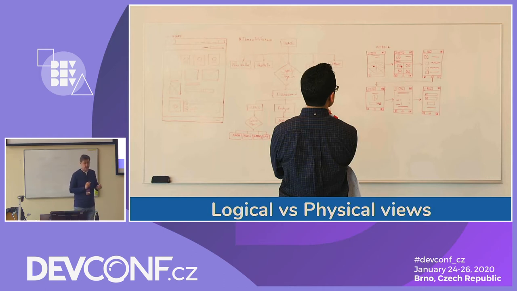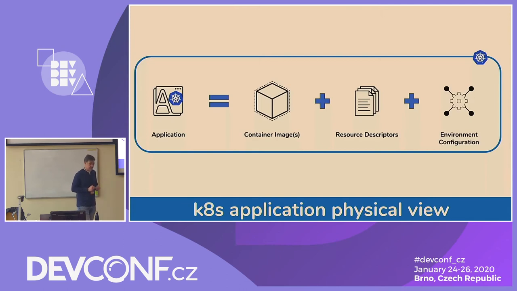Operation guys usually care more about the physical view of the application, how things are deployed. And then the third concept that I want to introduce before we get into the talk is what I see as the Kubernetes application physical view. Kubernetes is based on containers, so that means that your application, your source code, will be running as container images. So your application will be a set of images, might be one, might be multiple. If you have multiple components, each component might be one image. Those components will be related and will be deployed in a specific way.